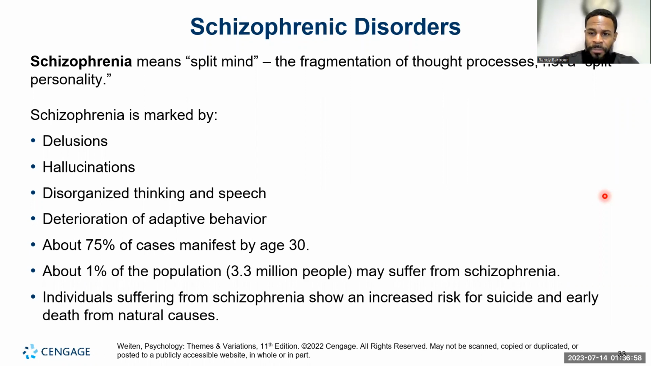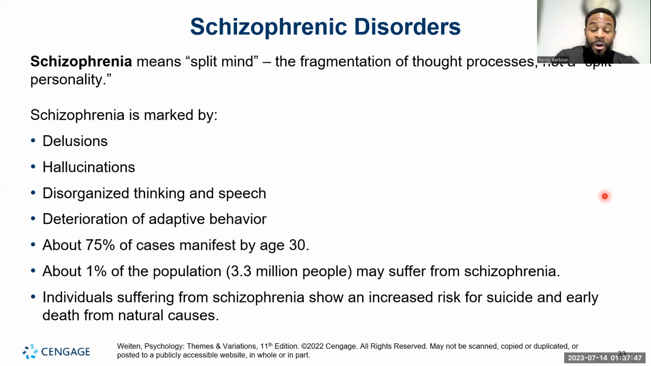So schizophrenia means split mind, and it's a fragmentation of your thought processes, and it kind of splits your personality, right? Schizophrenia is marked by several different symptoms. Some of them are a little more severe than the others, but there are different types of schizophrenia, right? So you have hallucinations, you can have delusions. You can have an undifferentiated schizophrenia where it's kind of all over the place. You don't know if you're going to have delusions, hallucinations, or disorganized thinking and speech. Your maladaptive behavior, you kind of deteriorate.